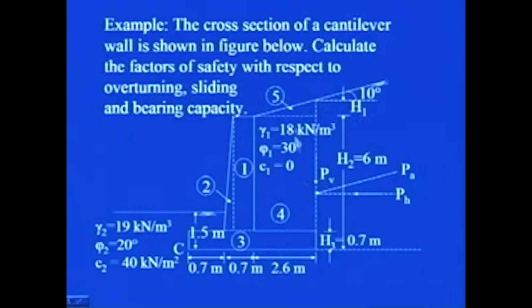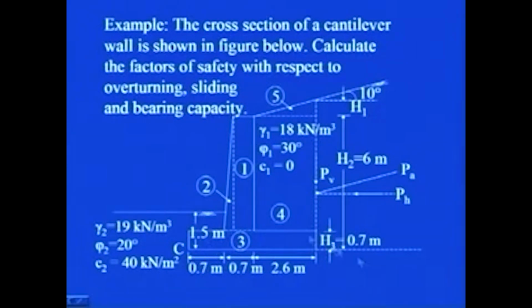This soil is frictionless, c1 is equal to 0. It has an angle of internal friction of 30 degrees. The unit weight of this backfill soil is 18 kilonewton per meter cube. Here phi 2 is 20 degrees and c2 is 40 kilonewton per meter square. Gamma 2 value is 19 kilonewton per meter cube. That is, the soil lying below the base slab has these properties. Then the soil is placed at a depth of 1.5 meter below the ground surface.